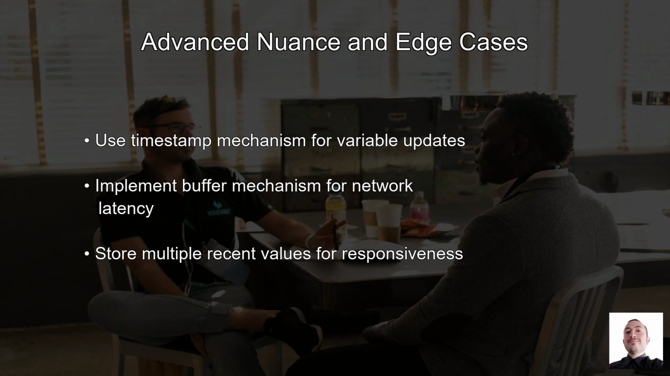And here's why that matters. When you're synchronizing variables across two PLCs, there are subtle nuances that can make or break your setup. One common edge case involves timing discrepancies. If one PLC updates its variables faster than the other, you might end up with inconsistent data. To mitigate this, use a timestamp mechanism. Each time a variable is updated, append a timestamp. This way, you can compare timestamps and ensure you're always working with the most recent data.